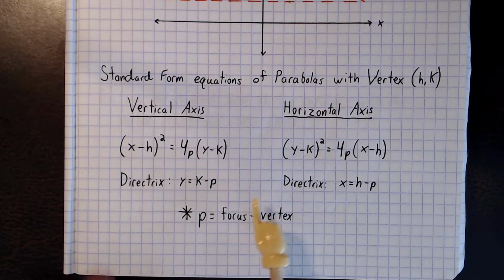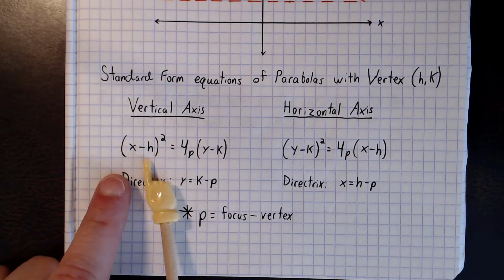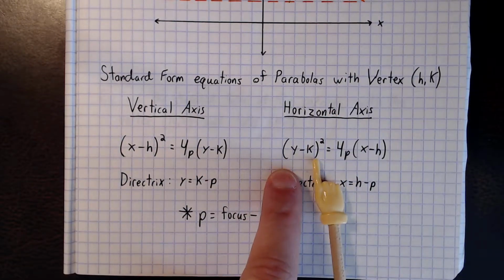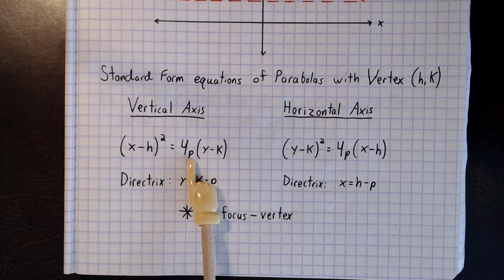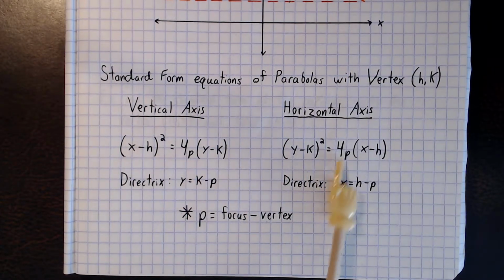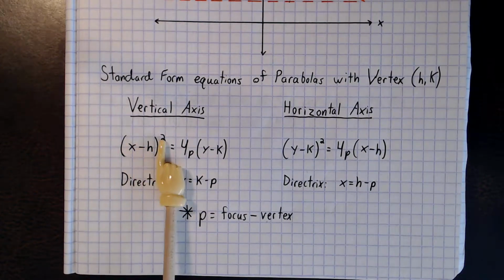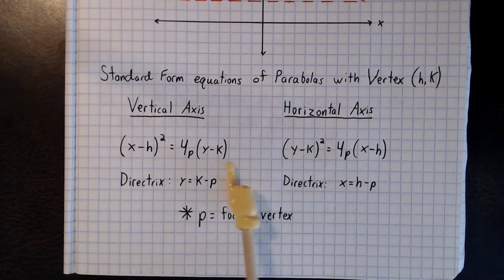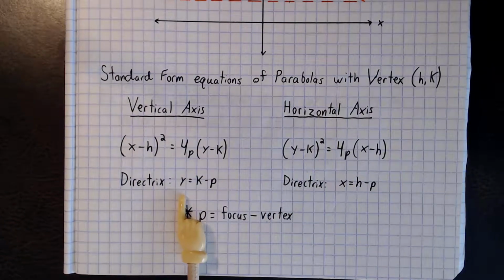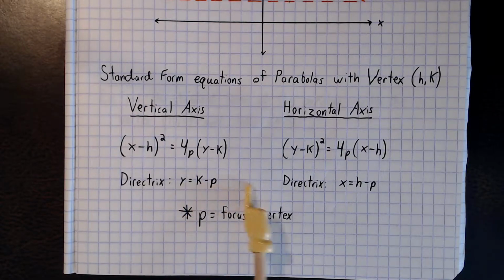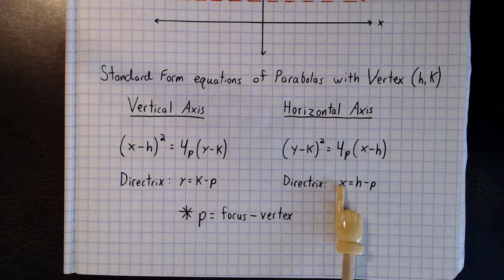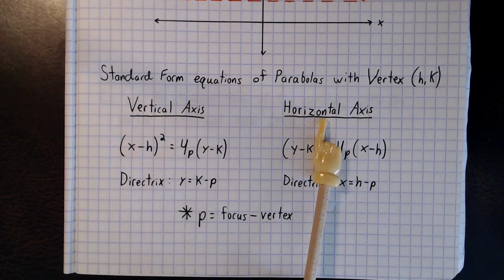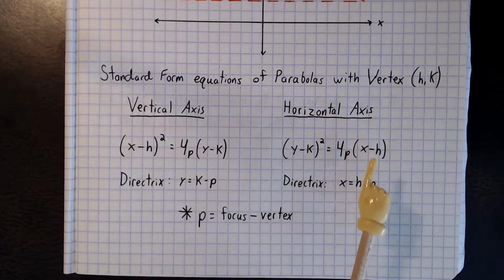The big difference here is that for vertical we have x and x minus h on one side, and then for horizontal we have y minus k on that side. The 4p is always the same, and whichever side is on the left, I guess we could say it, without the 4p, that's going to be the squared side. The directrix is going to have the equation y equals k minus p, or for horizontal, x equals h minus p.